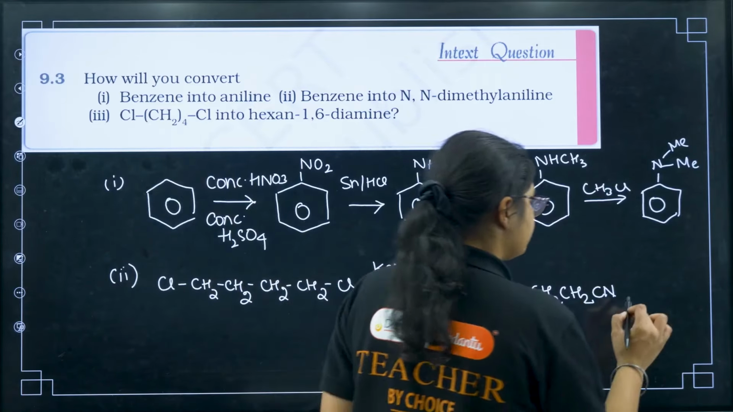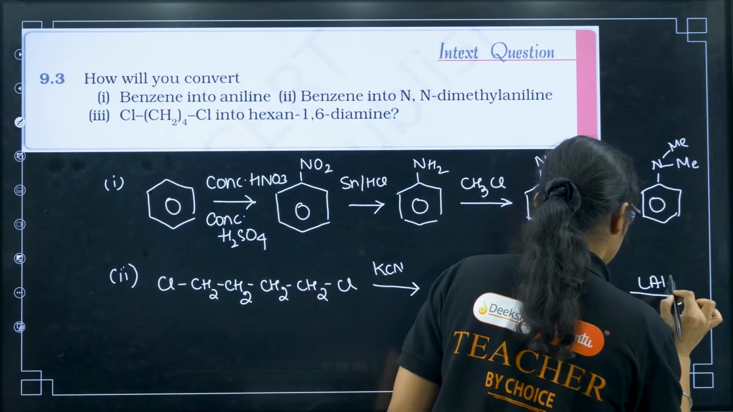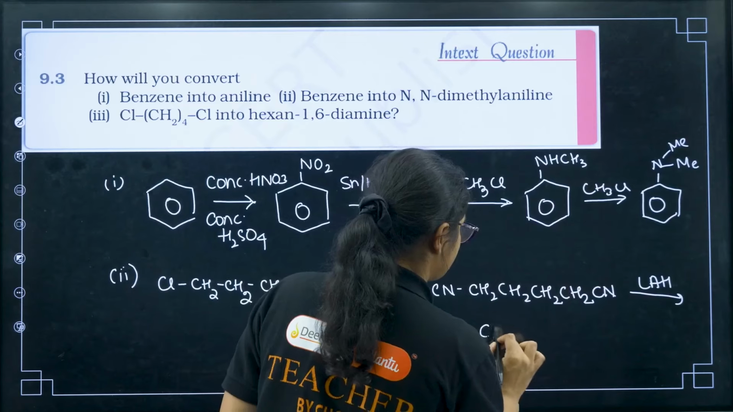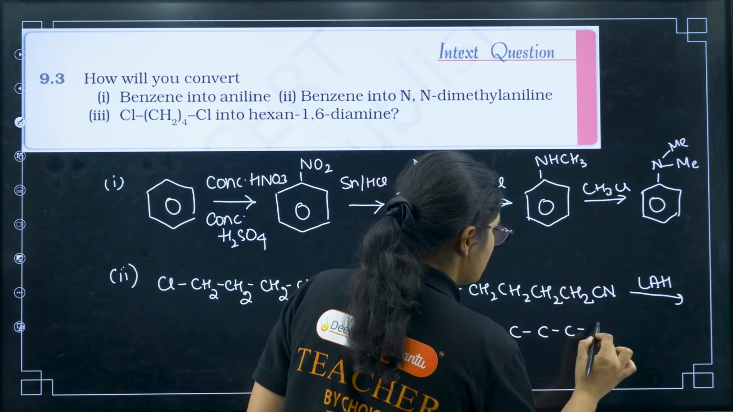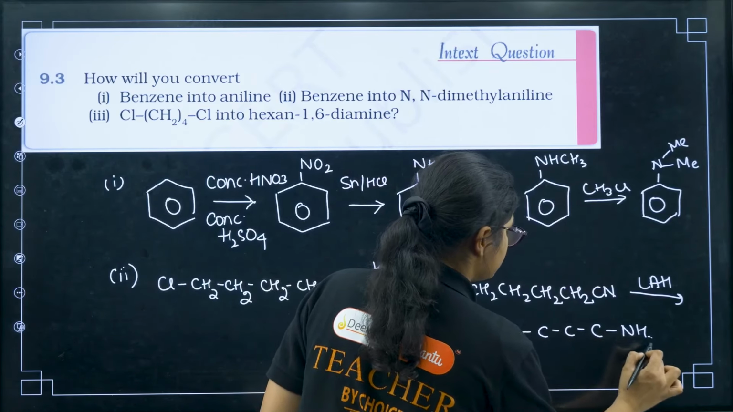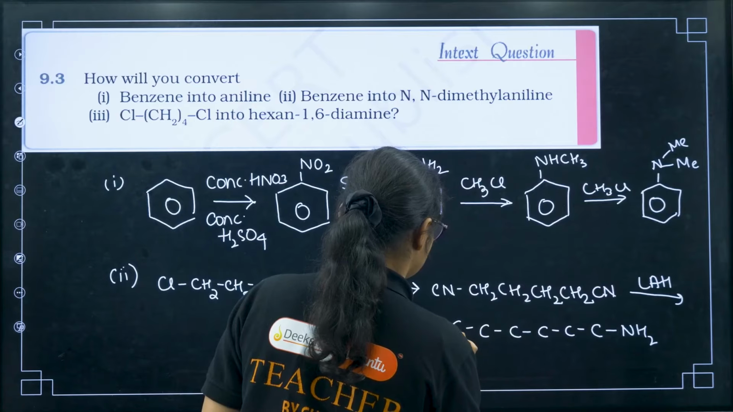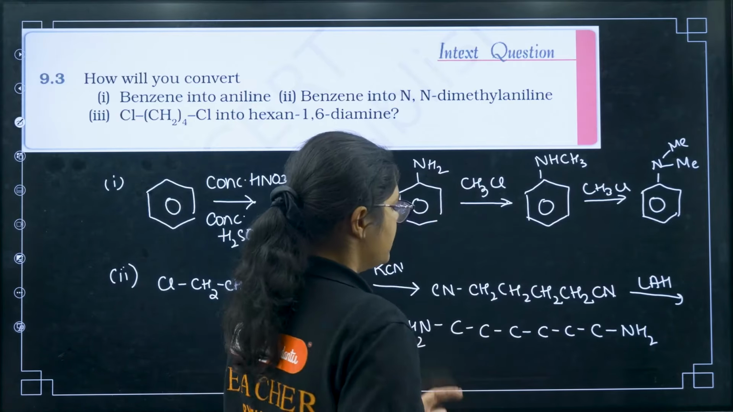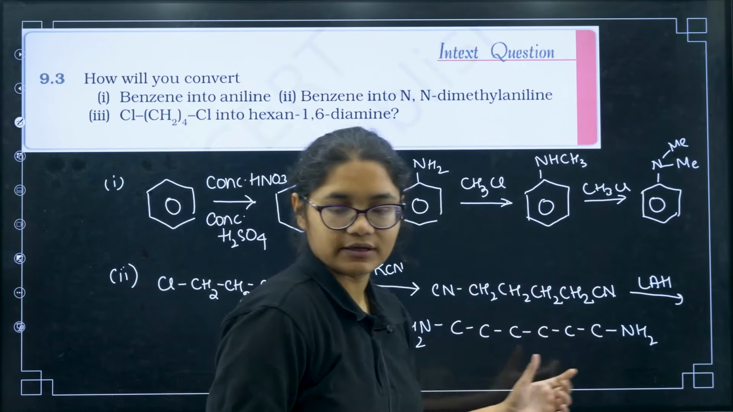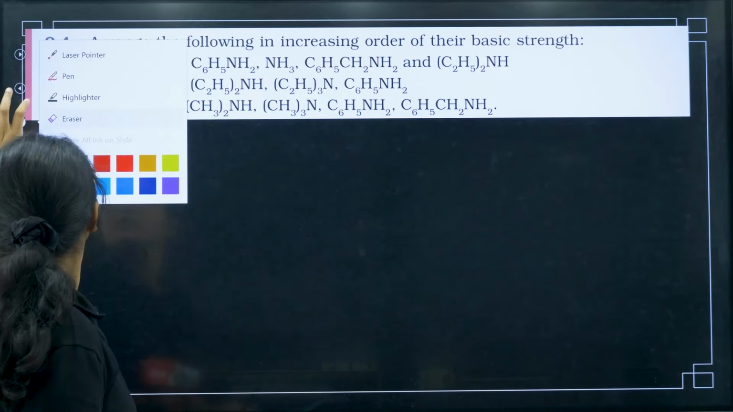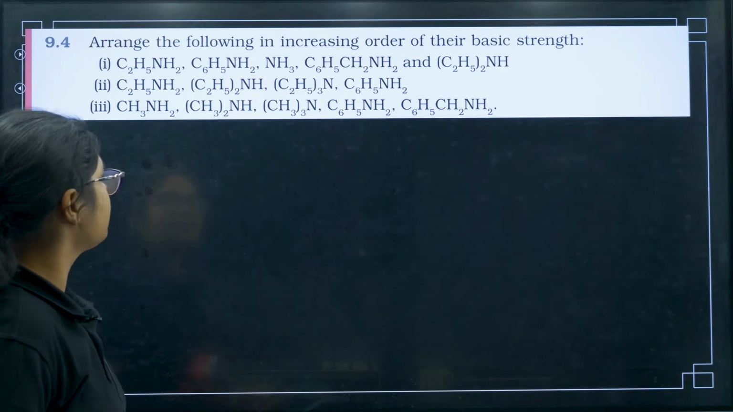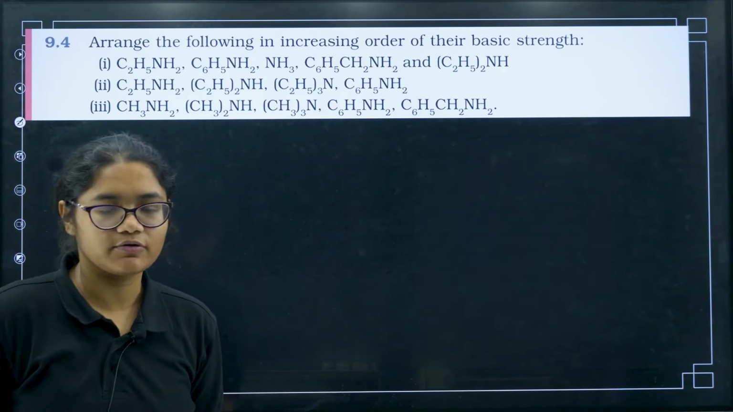If I just treat it with lithium aluminium hydride, then what will happen? CH2NH2 I will get, right? 1 2 3 4 5, and I have CH2NH2 and this side also CH2NH2. Okay, so 1 2 3 4 5 6, you can just arrange it, we'll get this one. Let us see the first question here. You have to arrange them in the increasing order of their basic strength.